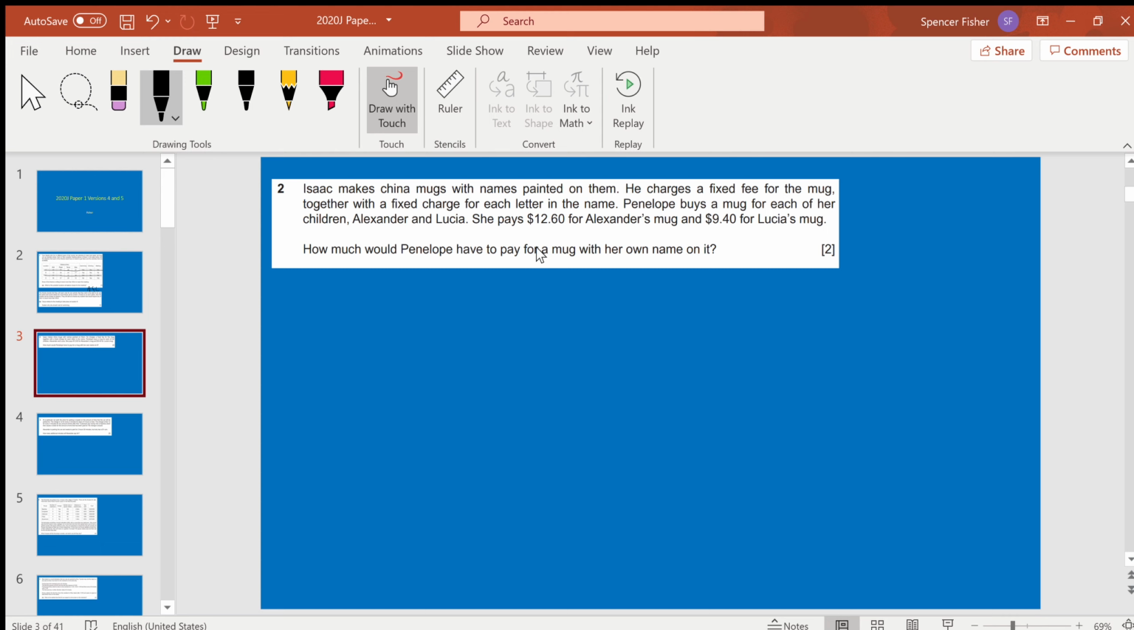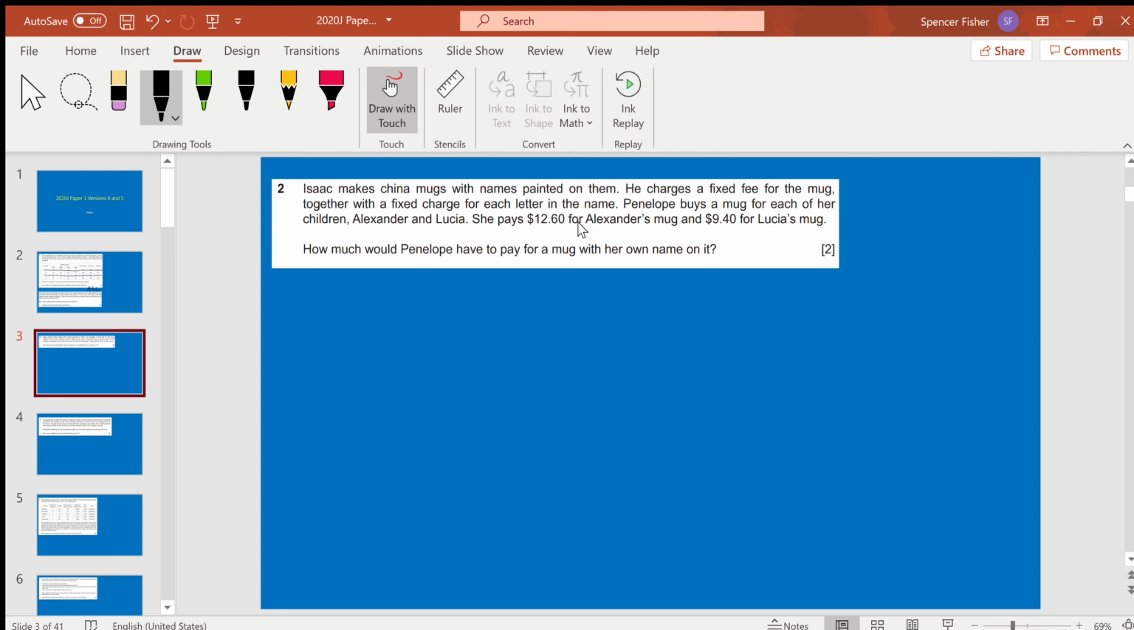So basically, there's a couple of different ways of approaching this. You would need to figure out how much the mug is, and also how much each letter is. Personally, when I was doing this on my own, I set up a system of equations.